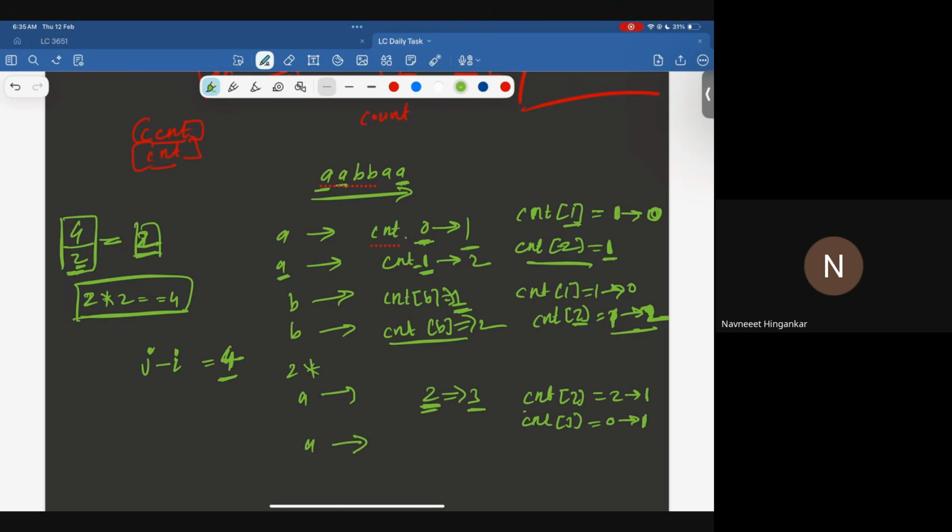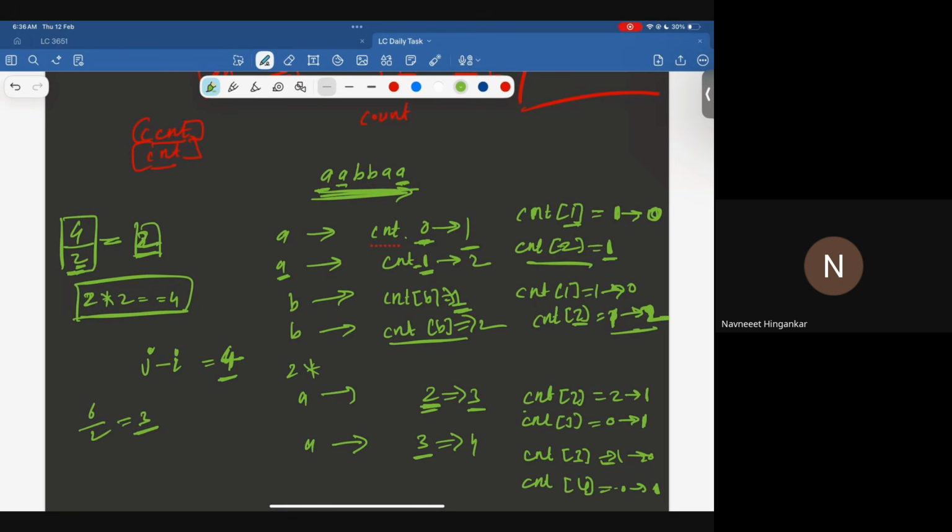So my count from 3 becomes 4. Now we know that this 3 has changed. So basically count of 3 becomes 1 to 0, and count of 4 becomes 0 to 1. We will again check the same thing, that because there are 2 distinct characters in this string, we will do 6 divided by 2, which is 3. We will check if every character has 3 frequency.